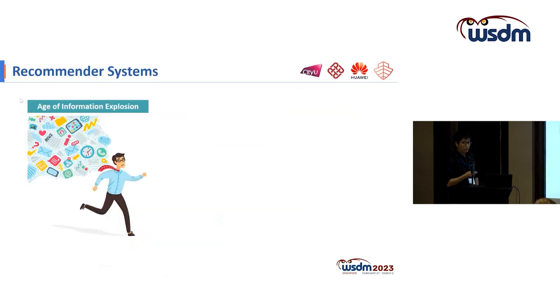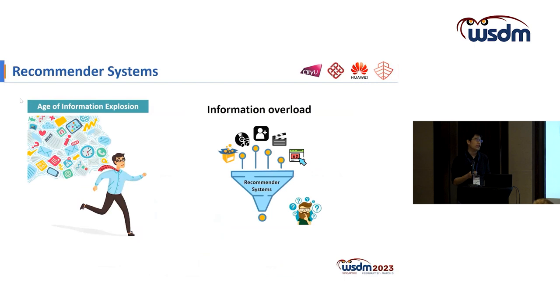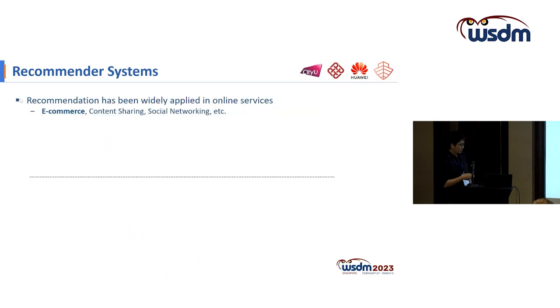Recommendation systems are a type of information system which has been widely used to address the information overload problem. Their objective is to suggest relevant items to users based on the user's unique needs and preferences. These items can be, for example, news, images, movies, books, and other types of things. And recommendation systems in practice have been widely applied to different online services, such as e-commerce, content sharing services, and online social networking services.